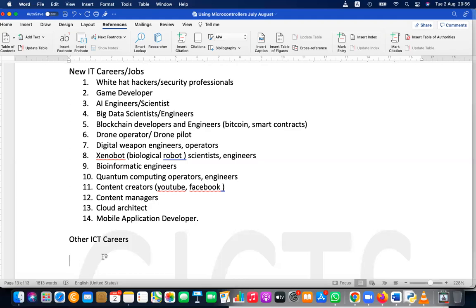So games are there. The development of games is a demanding career, game developer. Artificial intelligent agents, scientists. And then blockchain developers, big data scientists, those who are analyzing data. So we group into big data scientists. They are taking decisions based on large volume of data, millions of records. They analyze millions of records and get the idea.